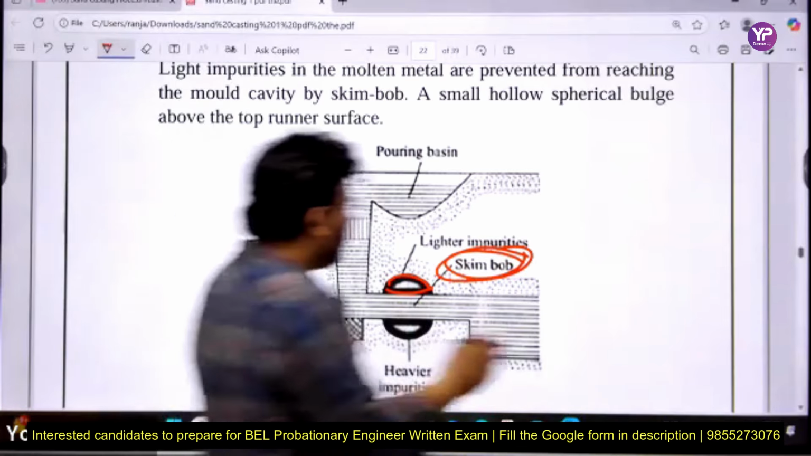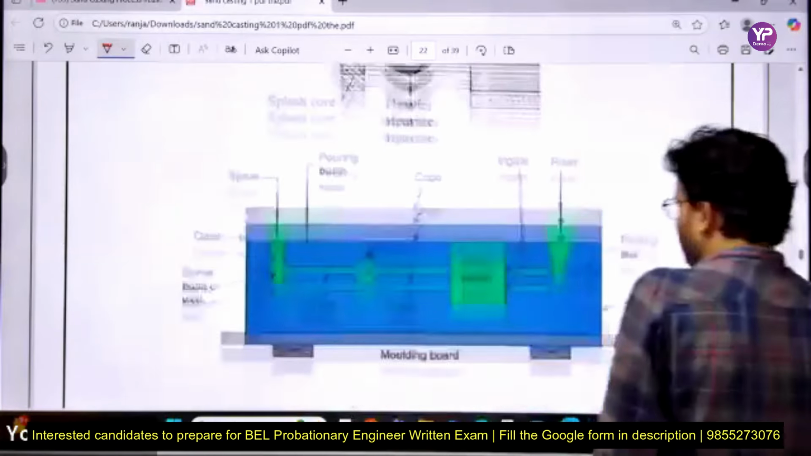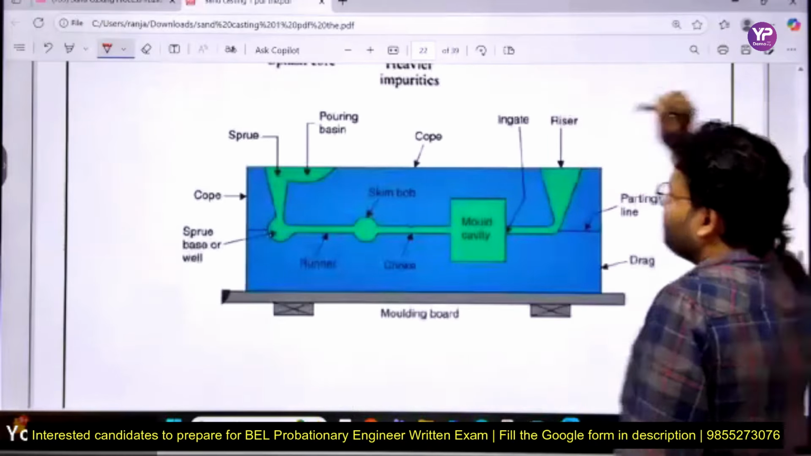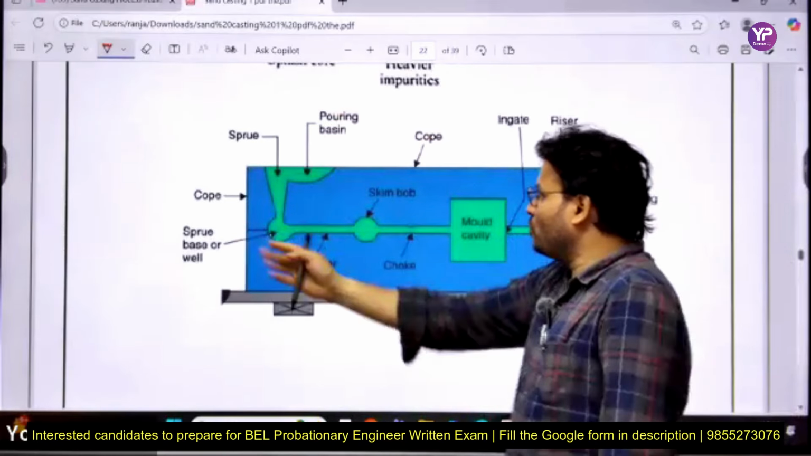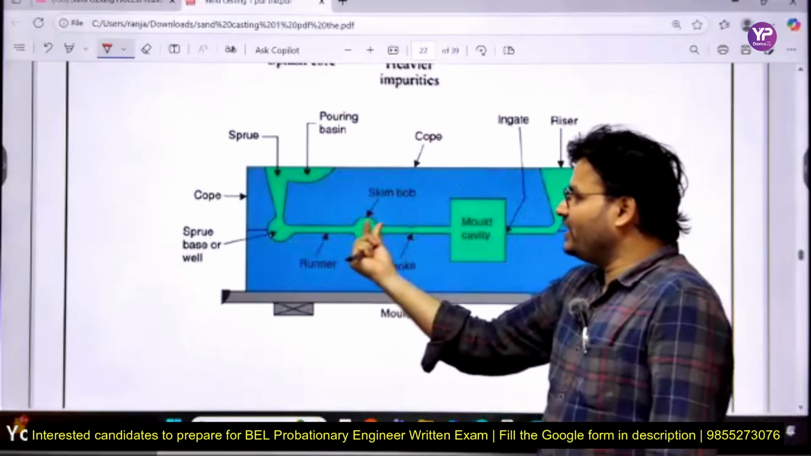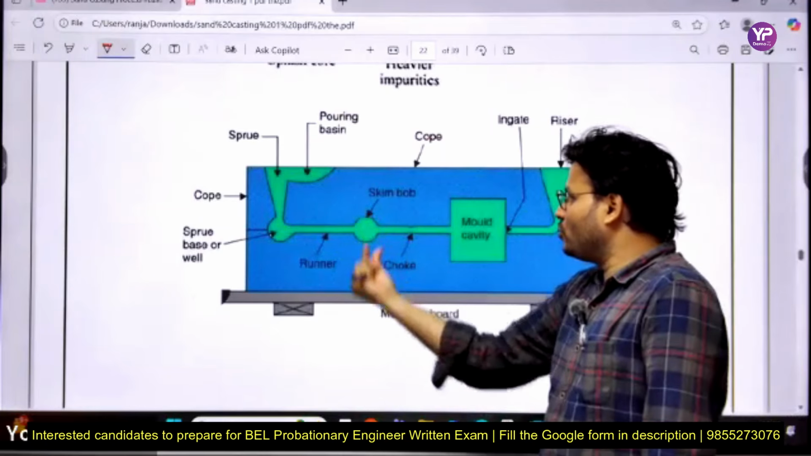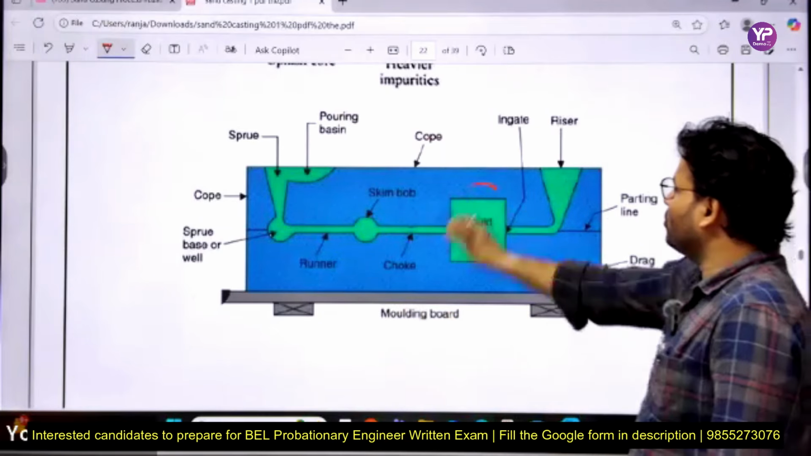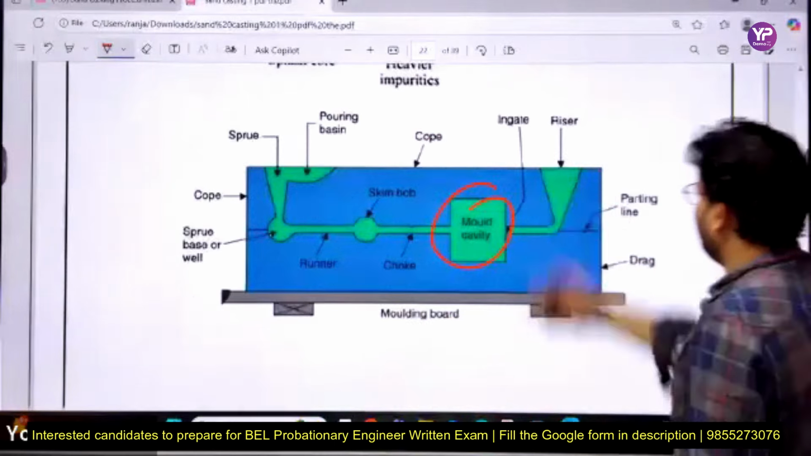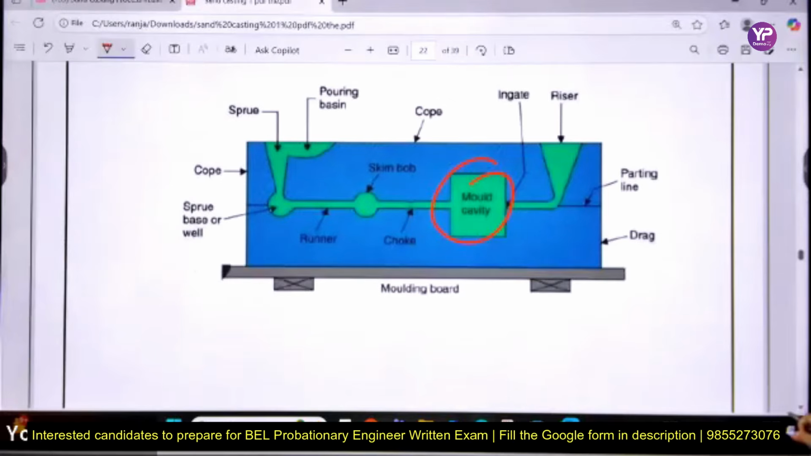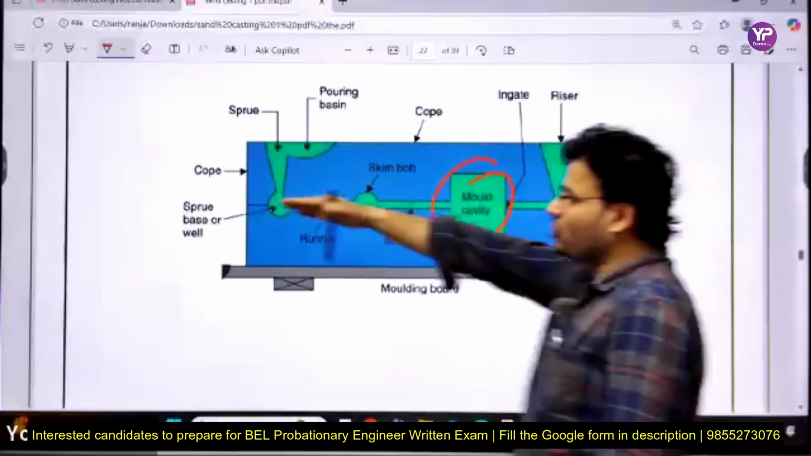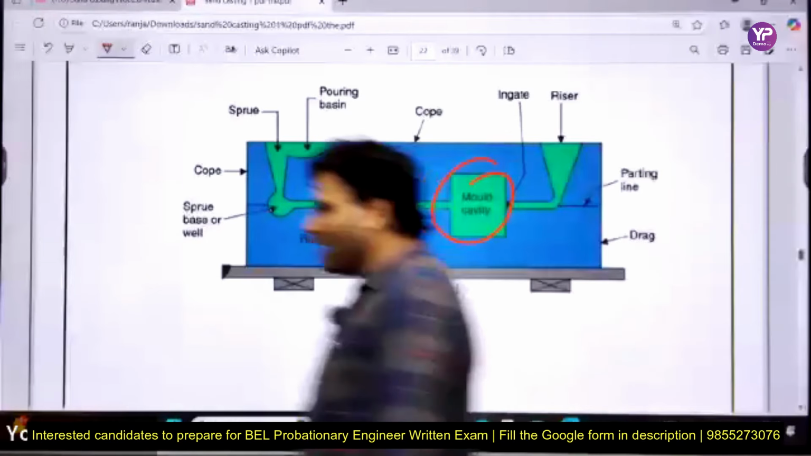So here I have one more diagram for you guys, and here there will be more clarity. We can see the pouring basin, sprue. Here it is a skim bob. If anything is lighter it goes up, heavier goes down, choke, and ultimately this is your mold cavity and your riser and all that. The upper half of the mold is called cope, the lower half is called drag. Always keep in mind.